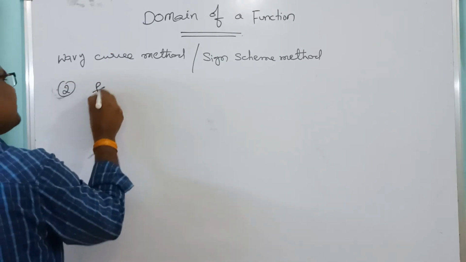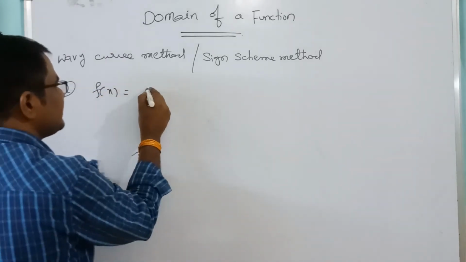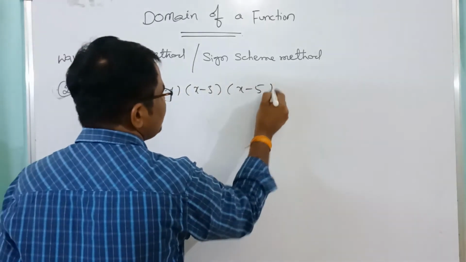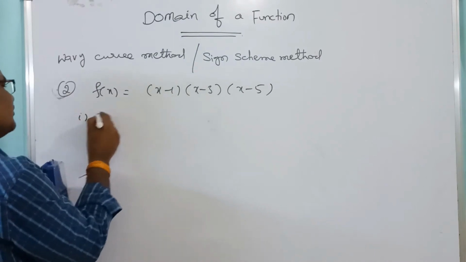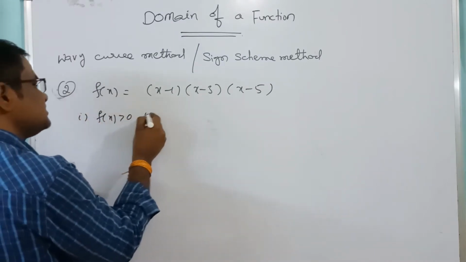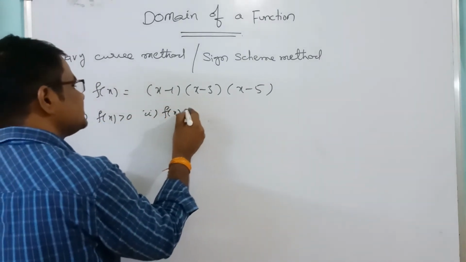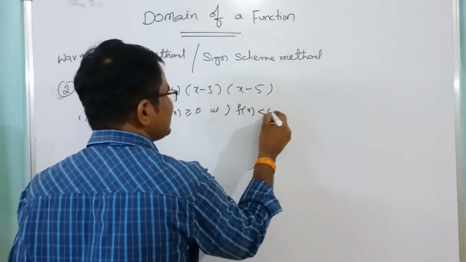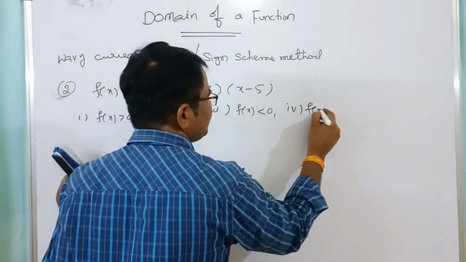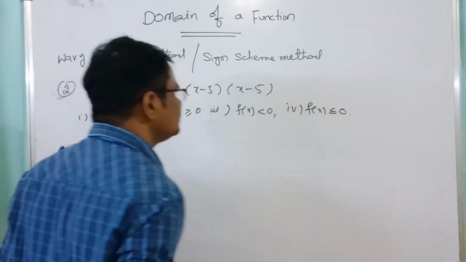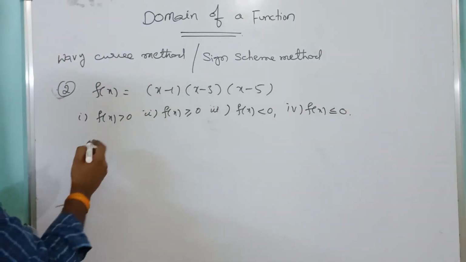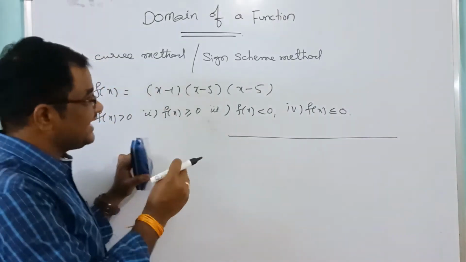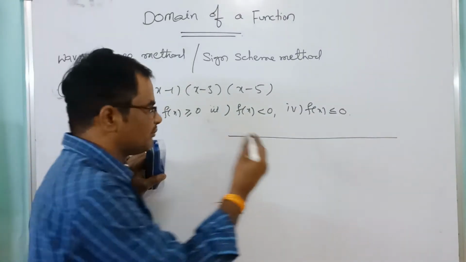Second one: f of x equal to, suppose they give (x minus 1)(x minus 3)(x minus 5). So here also we consider when f of x is greater than 0, f of x greater than or equal to 0, f of x less than 0, and the fourth one, f of x less than or equal to 0. So here also, you observe the critical points and take those three critical points on the real number line.